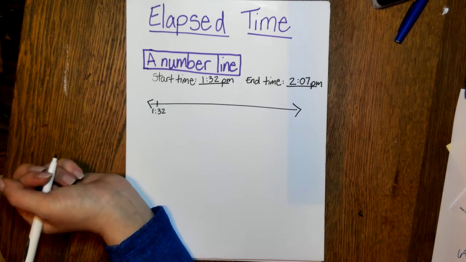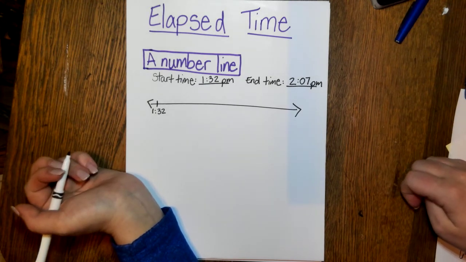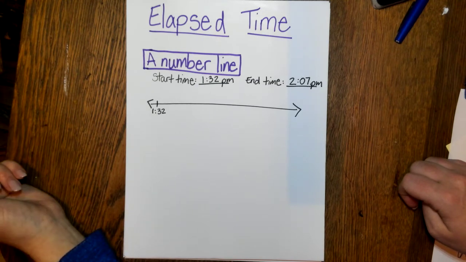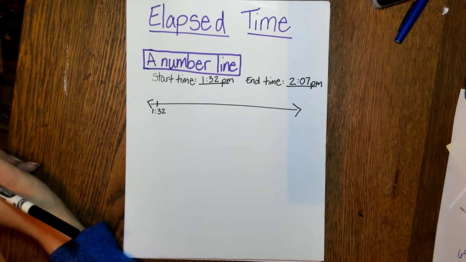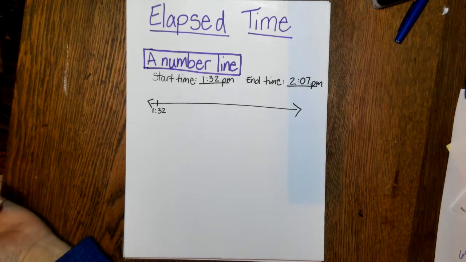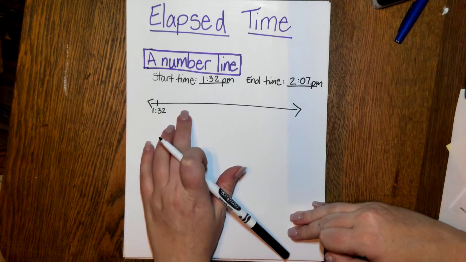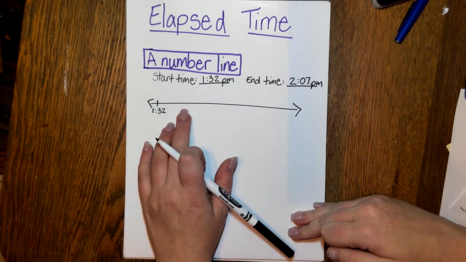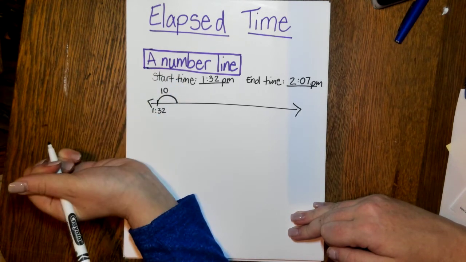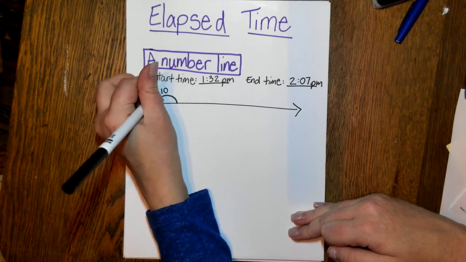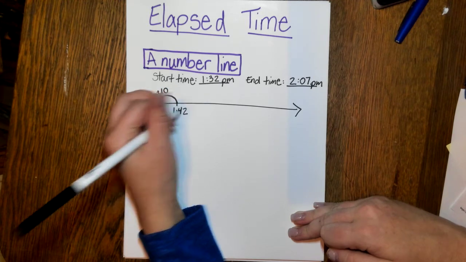Now, this is where you have some flexibility. Just like when we learned strategies for multiplication and division, this allows you to work with what you know. I like making jumps in groups of 10 and groups of 5 and so forth. I'm going to begin by making a jump of 10. So I know that 10 minutes would put me at 1:42.